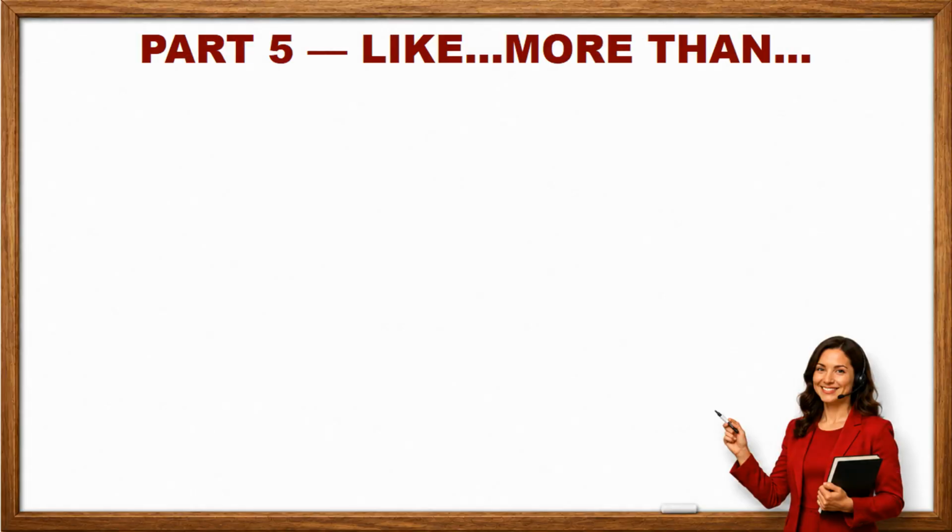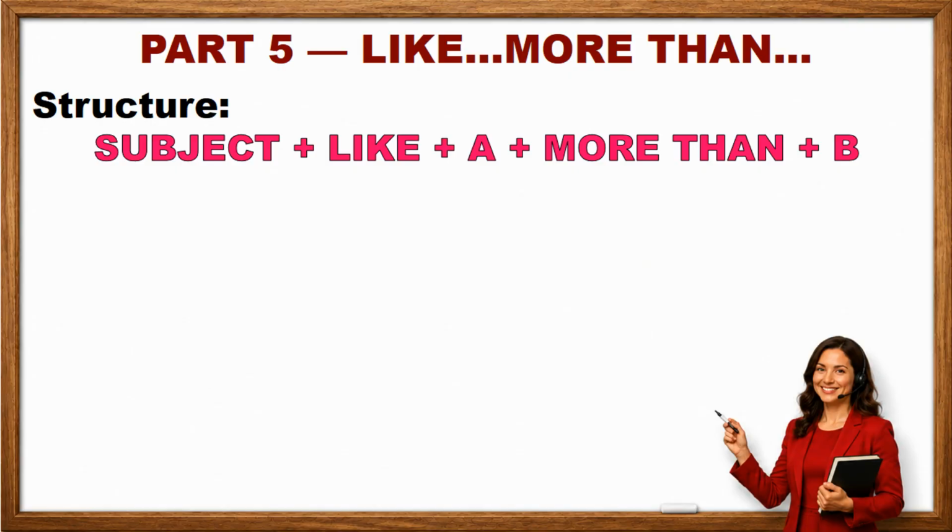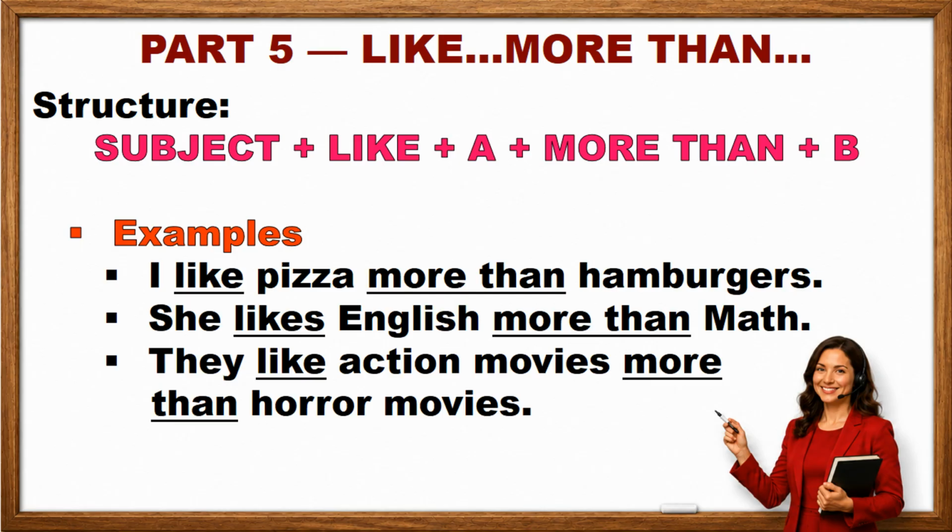Part 5. Like, more than. This pattern is also common. Structure. Subject plus like plus A plus more than plus B. Examples. I like pizza more than hamburgers. She likes English more than math. They like action movies more than horror movies.